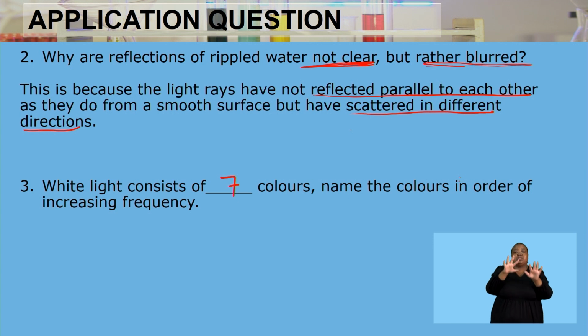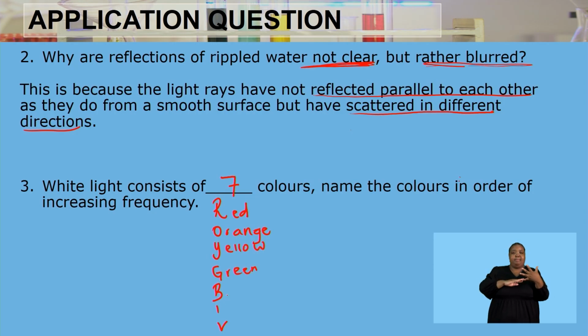Now, those colors that are coming from the source, being the sun, that are giving us the white light, what are they? Remember, you always need to think of the Roy G. Biv. Now, those colors, this Roy G. Biv, is arranging our colors in order of increasing frequency. So we have the red, we have the orange, we have the yellow, we have the green, we have the blue, we have the indigo, and then the last one is our violet.